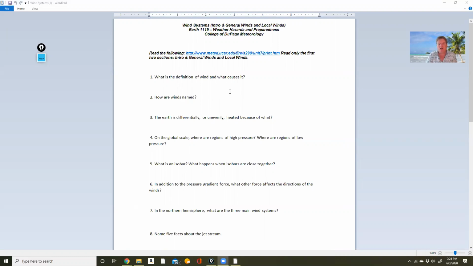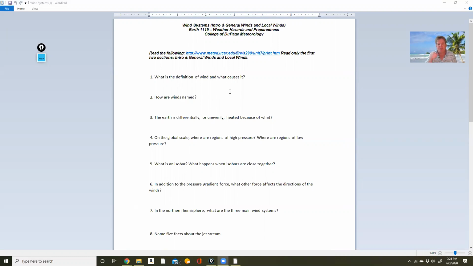Those are big things you should know. On the global scale, where are there regions of high pressure? Where are there regions of low pressure? Now, this is in the module, but you should go on Google. And on question number 4, I should see an image. You don't have images. That's not good enough.